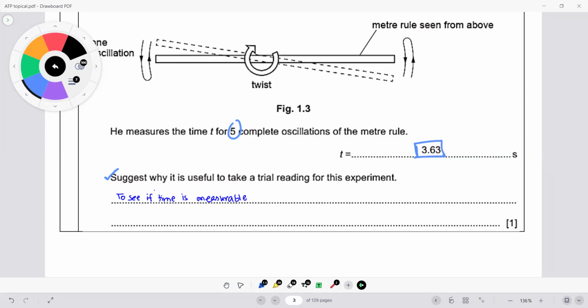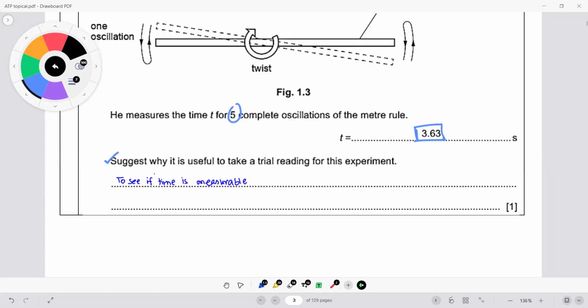average time. So it says suggest why it is useful to take the trial reading for this experiment: to see if the time is measurable for 5 oscillations. If it is not measurable for 5 oscillations, then it gets difficult for you. Then you need to understand that you need to increase the oscillations.